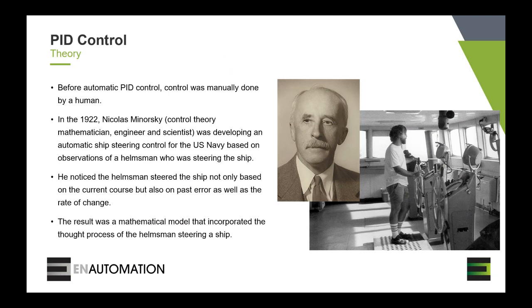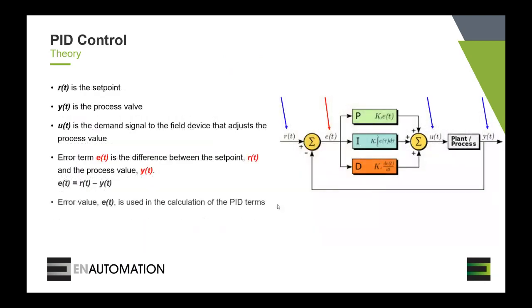And he noticed that the helmsman would steer the ship not just based on the current course that it's on, but what corrections he's made in the past, the error in the track of the ship over time, as well as the rate of change. So the result of Nicholas studying the thought process that the helmsman put into how to make an adjustment to the course of the ship resulted in a mathematical model that incorporated that thought process. And this is the mathematical model that Nicholas Minorski came up with.